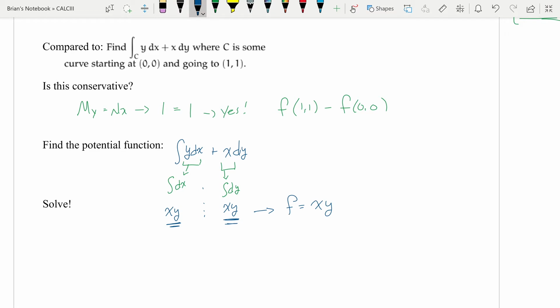And don't worry, we'll do a lot of these today. So do not worry one bit about it. So we found our potential function, which is xy. And after we found our potential function, now we just solve, right? Now we just say that our line integral, c of y dx plus x dy, right? We solve all of that is just equal to f of 1, 1 minus f of 0, 0, which is just equal to 1. Sweet. Are there any questions about that?